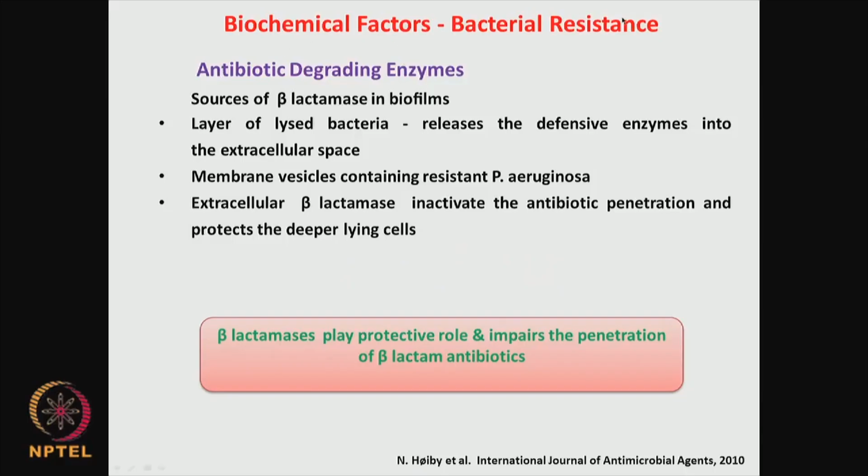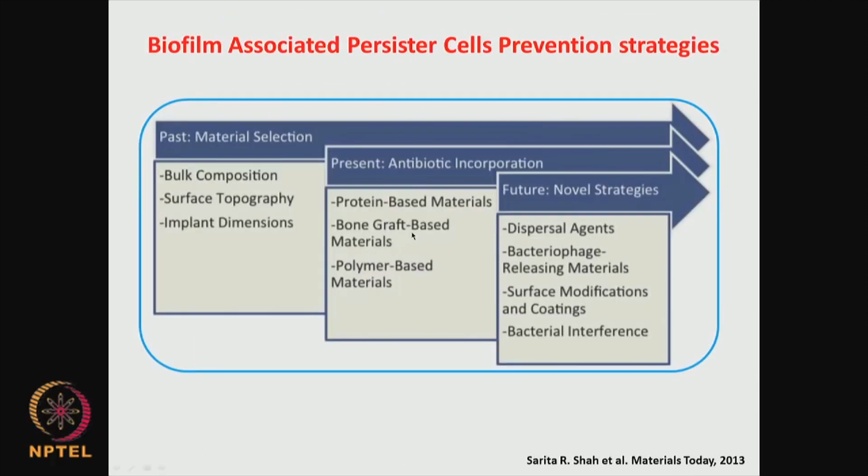So, what are the biochemical factors of bacterial resistance? I also mentioned that there are enzymes which are produced by the bacteria, and these are called antibiotic degrading enzymes, such as beta lactamase. Now, these beta lactamase enzymes produced by bacteria can break antibiotics which have this beta lactam. So, these defensive enzymes in the extracellular space can help in breaking certain antibiotics. Extracellular beta lactamase inactivates the antibiotic penetration and protects the deeper lying cells, that is, cells which are right at the bottom. Okay. So, that is one more problem.